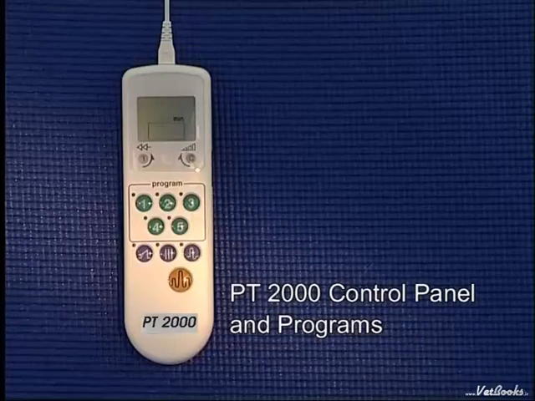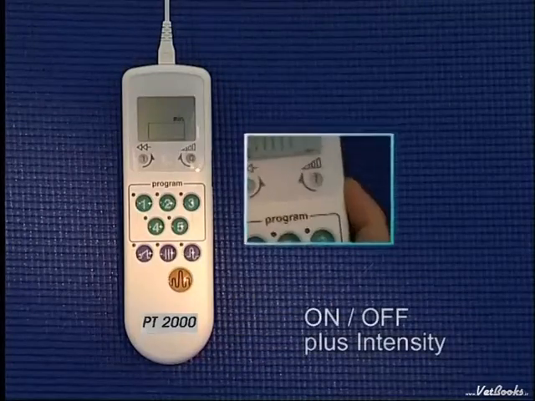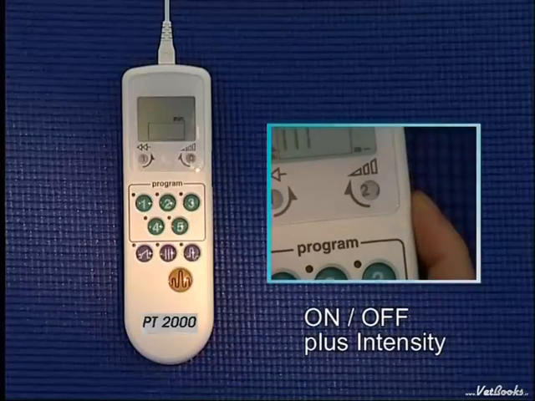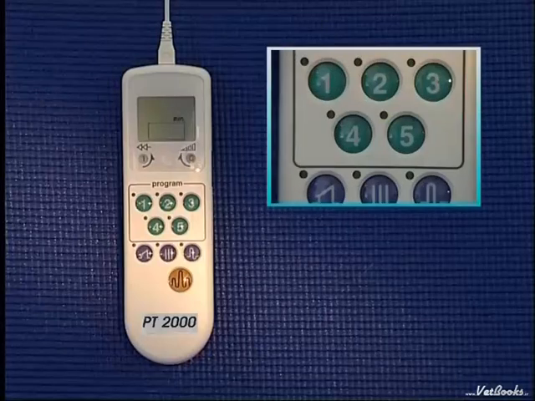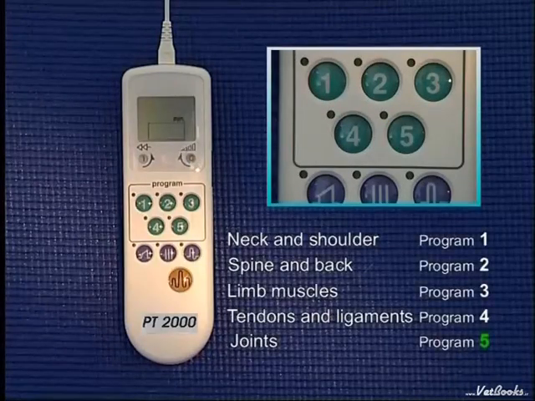The following parameters can be adjusted. With the on-off button, intensity can also be regulated. 5 preset programs are available for treatment of neck and shoulder, Program 1, spine and back, Program 2, limb muscles, Program 3, tendons and ligaments, Program 4, joints, Program 5.